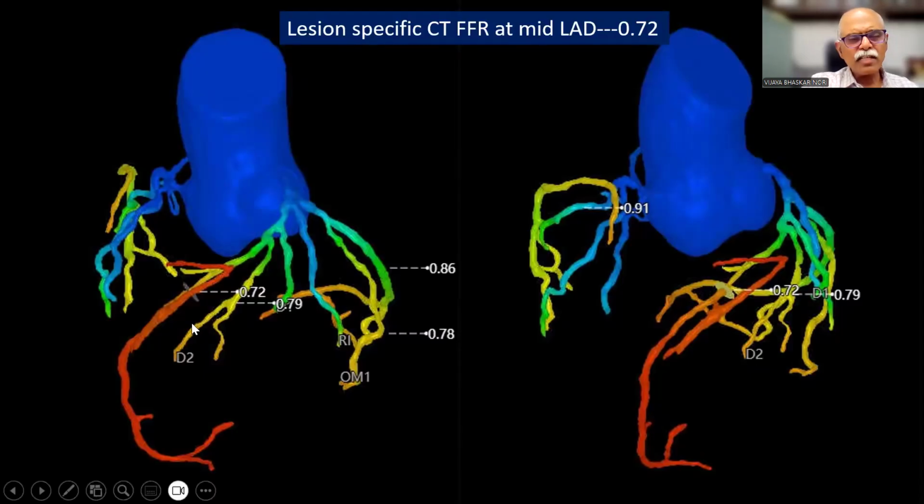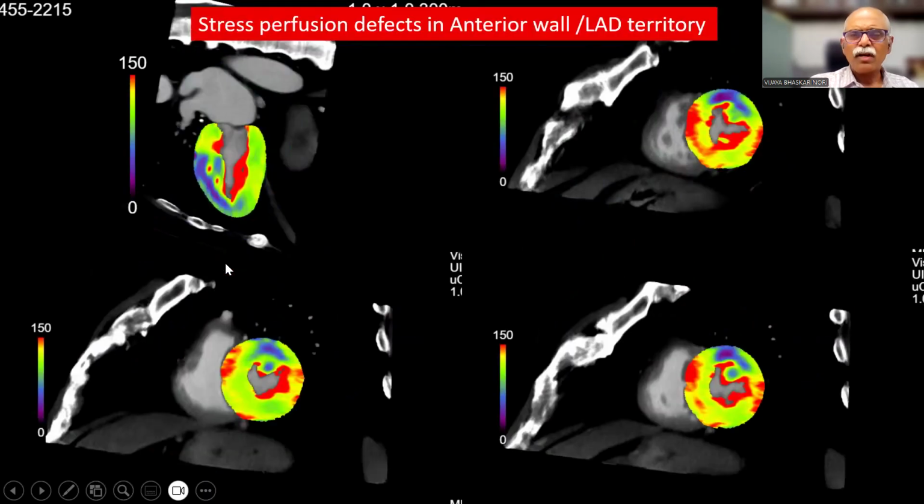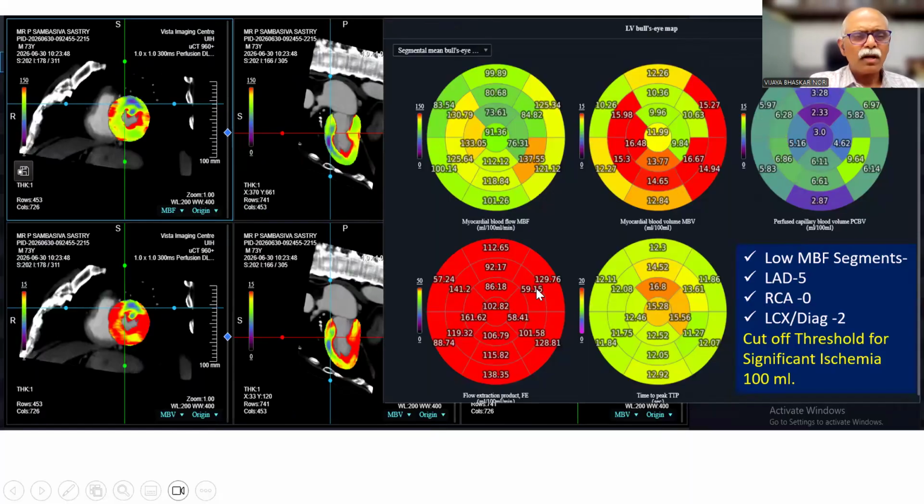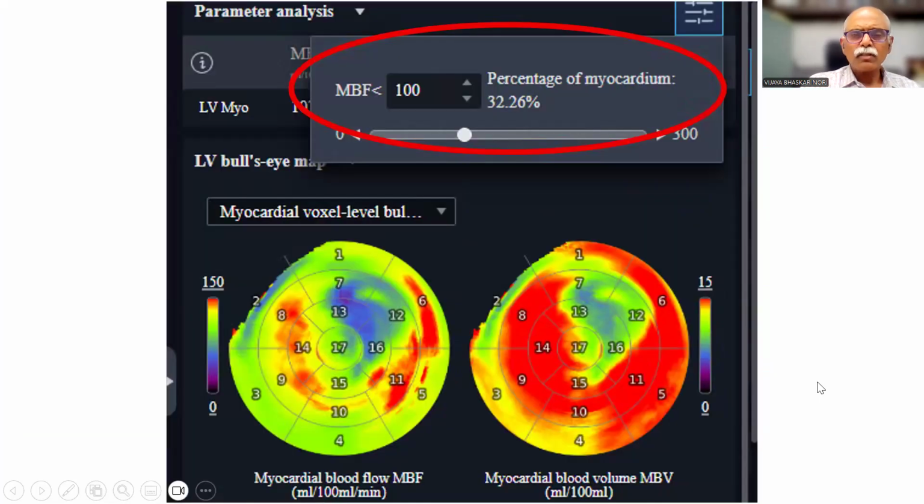CTFFR was done and shows that there is significant ischemia, 0.72 in LAD, whereas in LCX it is 0.78 and 0.86. So in LCX it is borderline to normal, whereas in LAD, it is definitely ischemia. Then we did a stress myocardial perfusion study. We found that there are perfusion defects in the form of purple color areas in the anterior wall and in the septum. And calculation of the ischemic myocardium, LAD 5 segments, LCX or diagonal 2 segments, with a cutoff threshold of 100 ml per minute. So the total myocardial percentage which falls under the ischemic threshold is 32%, definitely significant.